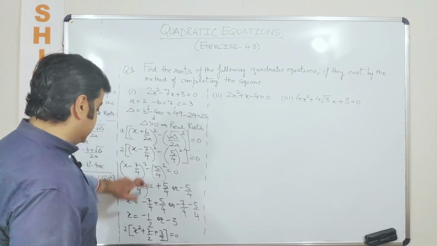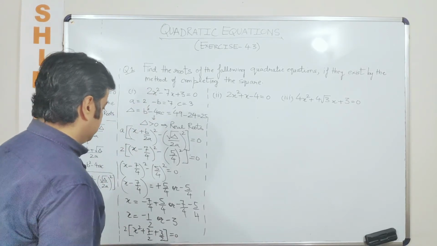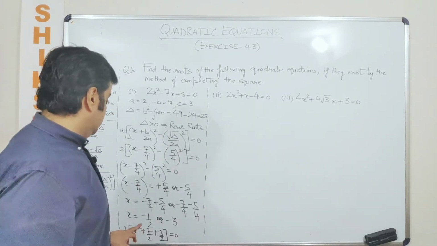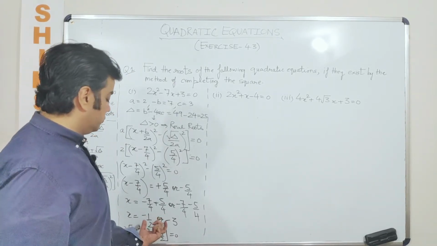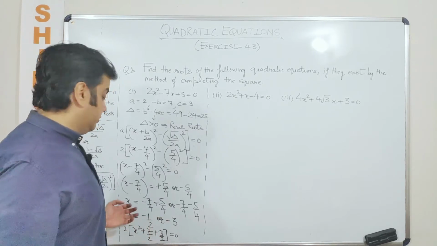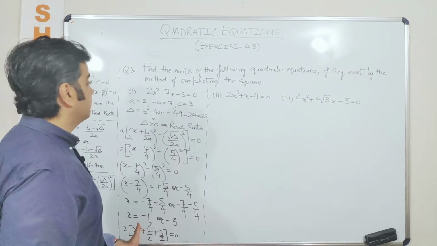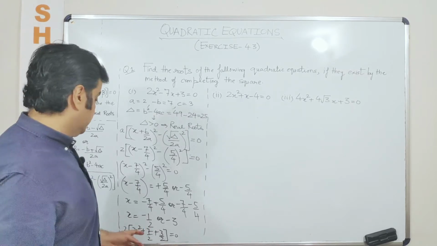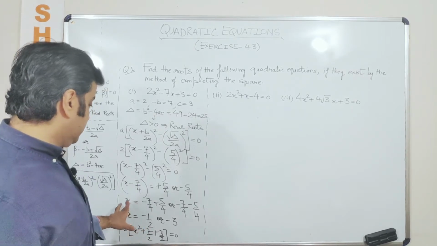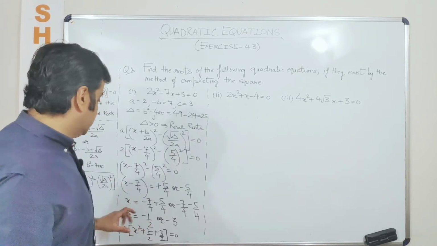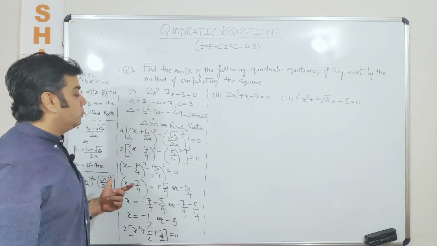Now, am I getting the same equation? The sum of the roots was minus 7 by 2. So we wrote the equation as a times x square minus the sum of the roots. So this looks to be incorrect. Let us see where we made a mistake here.